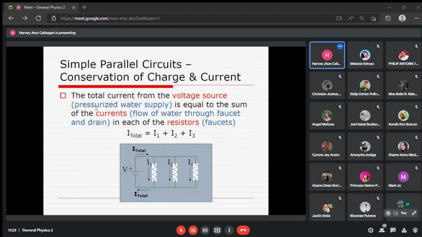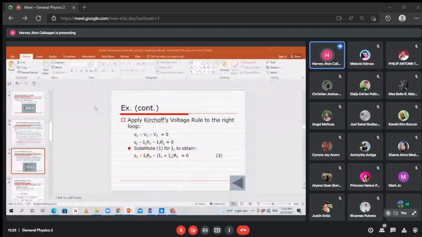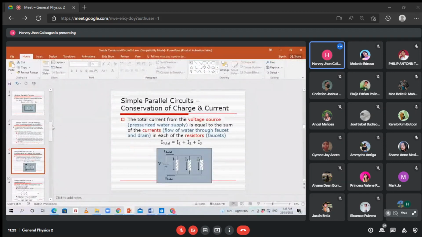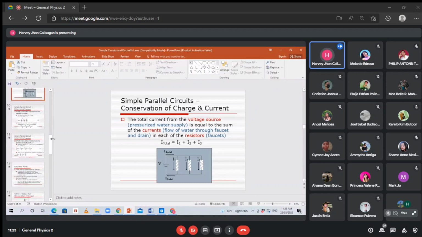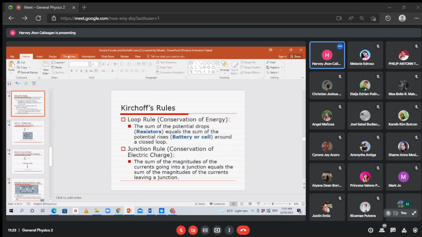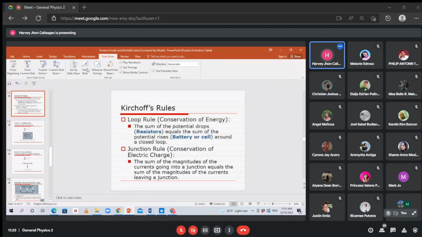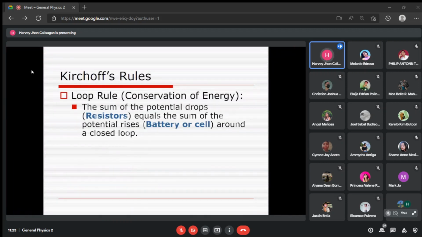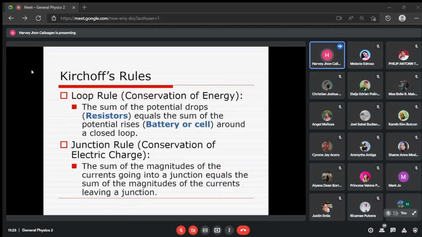Okay. Let's talk about Kirchhoff's law. I'll be showing you a video class. I want you to listen carefully to the video class because it has something to do with the Kirchhoff's rule. So actually, the Kirchhoff's rules only highlighted two topics, okay? The loop rule, okay? We call it the conservation of energy.